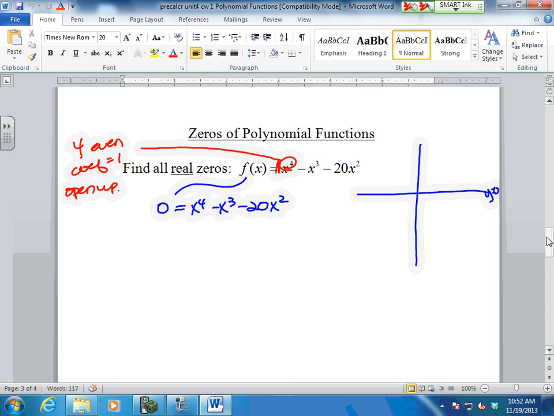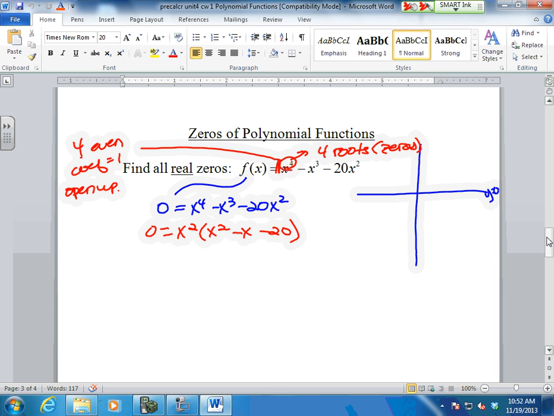How many zeros do I expect to find? 4. Good. I expect to find 4 roots, 4 zeros to this guy. So let's factor this. What do they share in common? X squared. Okay, so what's left? X squared minus x minus 20. Okay, is there anything else that we can factor?